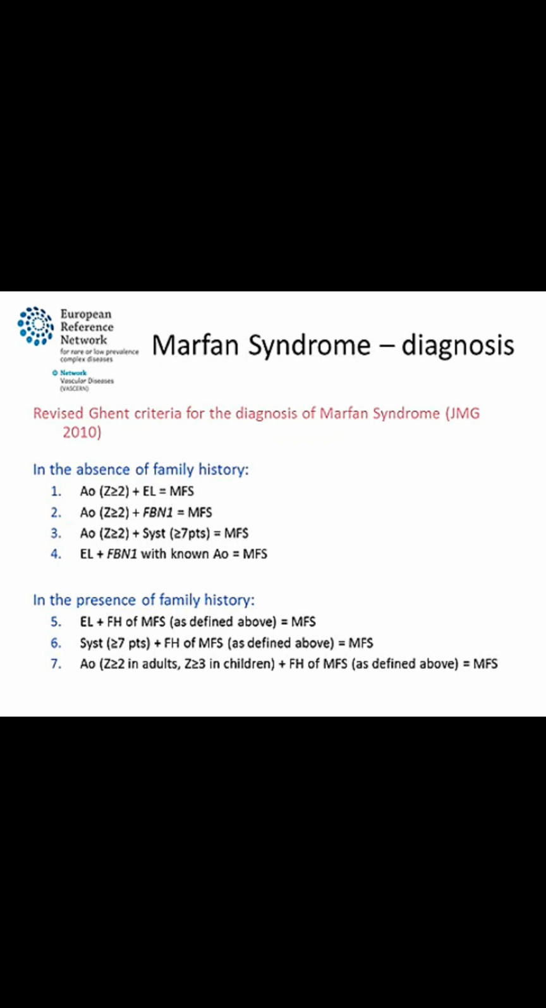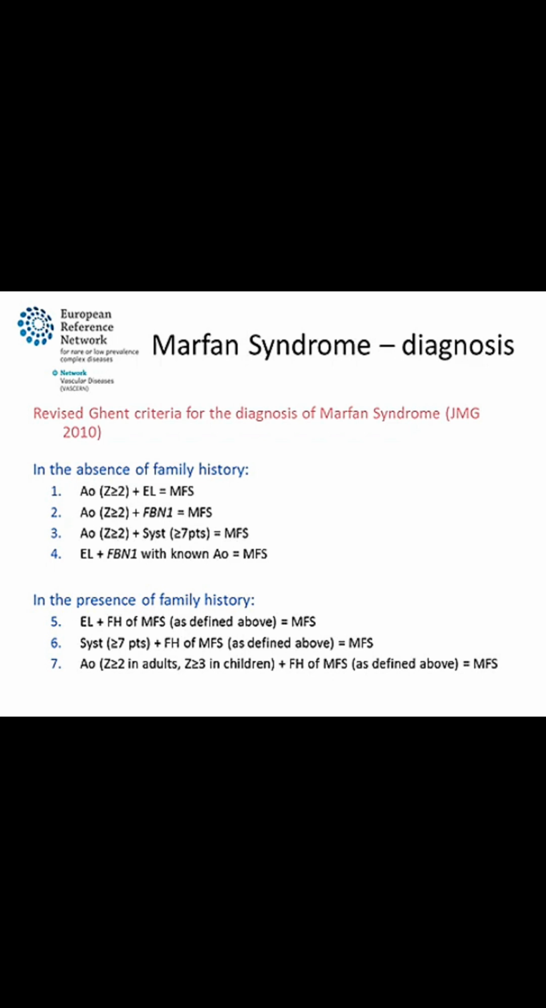Based on the clinical manifestations that I mentioned, on the family history, and in some cases complemented with genetic information, rules for diagnosing Marfan syndrome have been established in the so-called revised Ghent criteria, whereby in an isolated case the diagnosis will be confirmed when an individual presents with aortic root dilatation and ectopia lentis, or an individual has aortic root dilatation and a confirmed variant in the fibrillin 1 gene, or has aortic root dilatation with a systemic score above 7, or has ectopia lentis with a pathogenic variant in the fibrillin 1 gene known to be causing aortic dilatation.